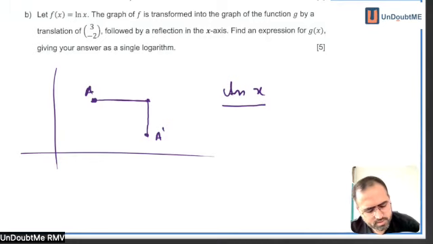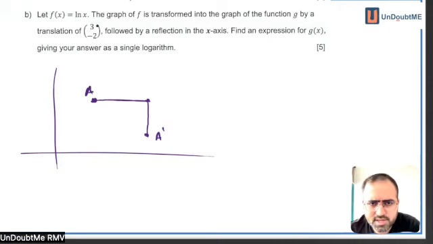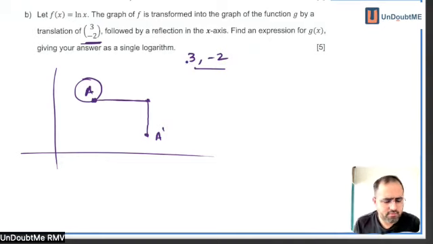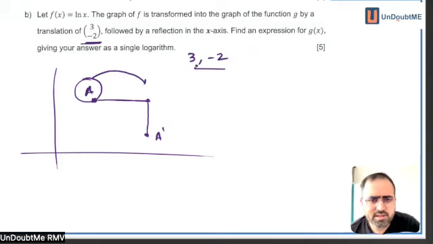Whenever we get such a question where they say that it is translated or transformed by a vector, this is called a column vector. So for understanding, you should assume it as a point only, that you are transforming a point by this vector. Now 3 comma minus 2 means it is literally the coordinates 3 and minus 2. So if your point A is shifted by 3 units, it is plus 3, so it will be shifted by 3 units to the right.